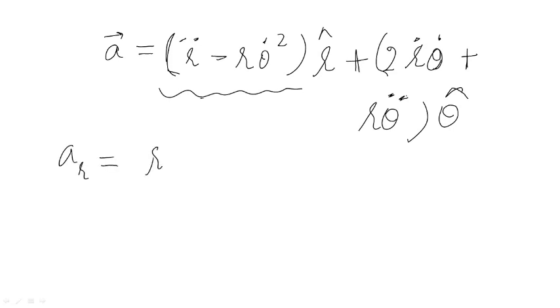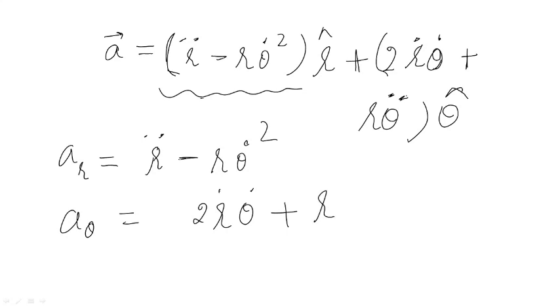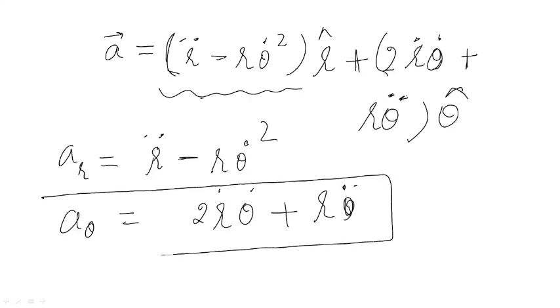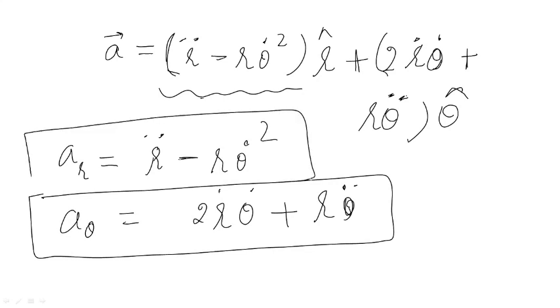Now this part is the radial part of the acceleration, and it is represented as ar is equal to r double dot minus r theta dot square, and a theta is equal to twice r dot theta dot plus r theta double dot. So these two terms are very important in classical dynamics, so you have to remember these.